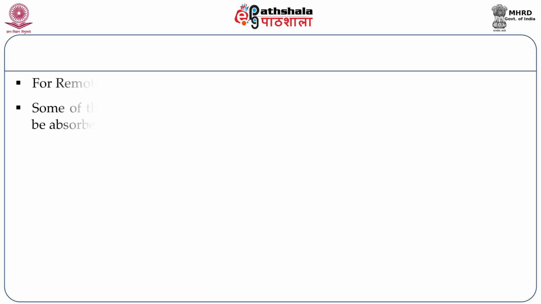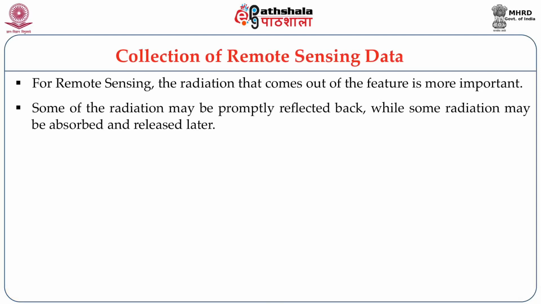So for us, the reflected radiation or the transmitted radiation, etc., is more important than the incident radiation itself. Some of the radiation may be promptly reflected back. That means whatever radiation is falling may be immediately reflected back, or some of the radiation may be absorbed, or it is also likely that some of the radiation that is absorbed is released later. So when the radiation falls on a feature, any of these results could be there.